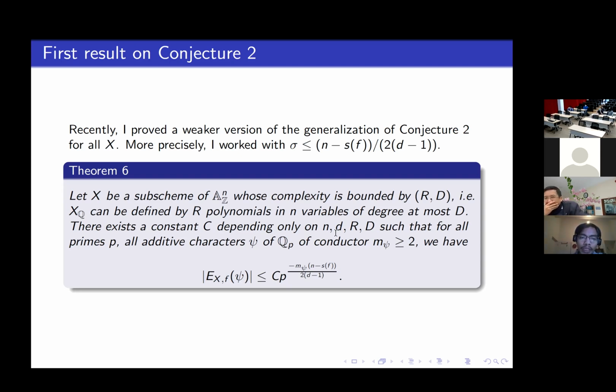Let X be a subscheme of A^n over Z whose complexity is bounded by R and D. It means that X can be defined by R polynomials in n variables of degree at most D. So there exists a constant C depending only on n and D such that for all primes p, all analytic characters ψ of Z/p^e of conductor at least 2, we have a bound of the exponential sum E_{X,F}(ψ) by C times p to the power minus m_ψ times (n minus n_F) over (2D minus 1).